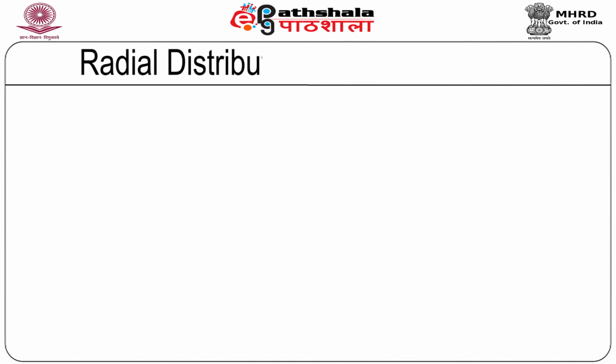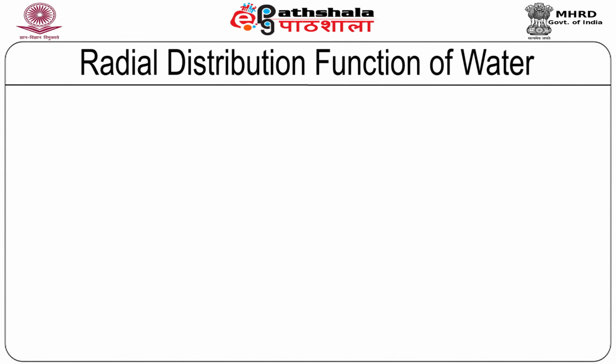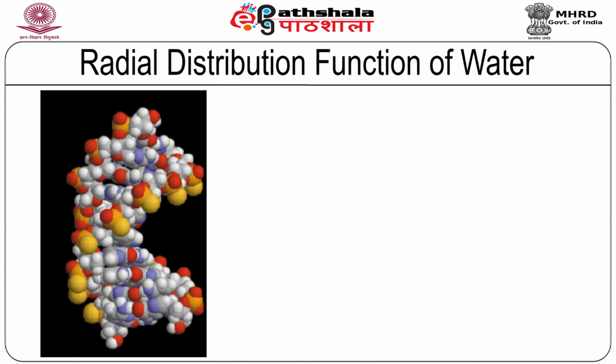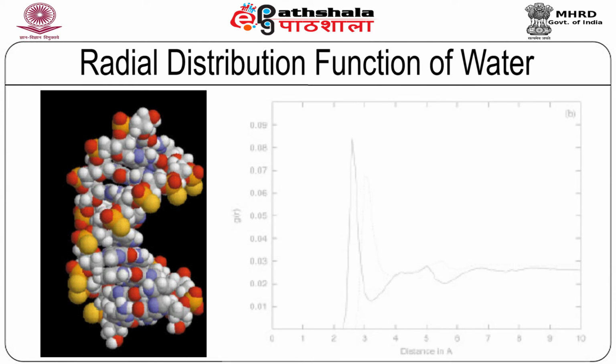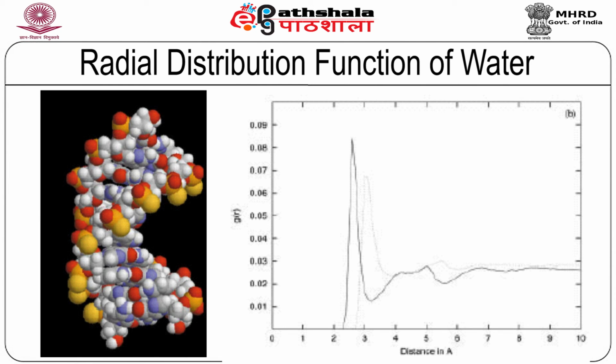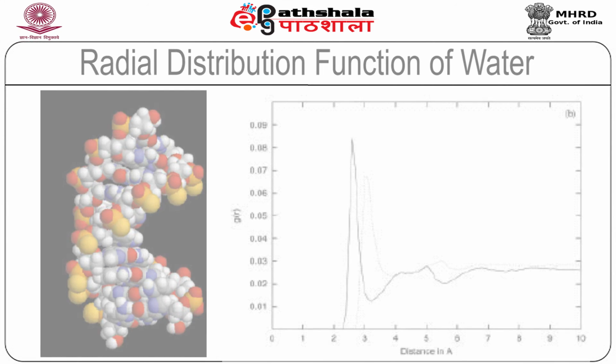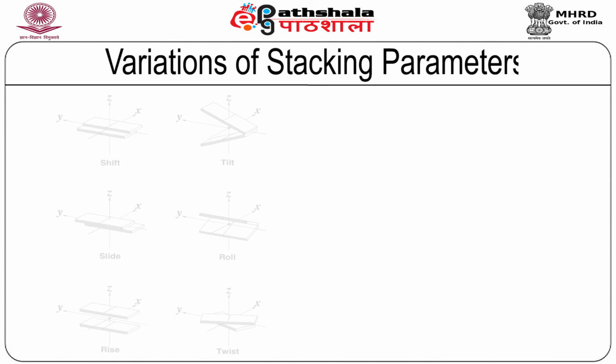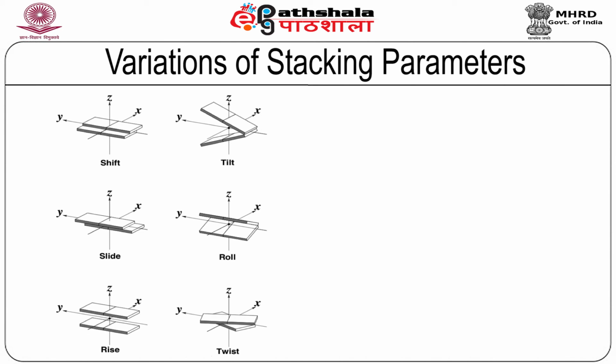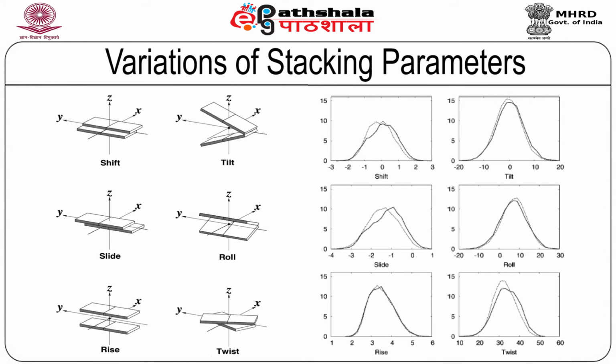We can calculate the radial distribution function of water. How many waters come close to these atoms during MD simulation is given by g(r), that is the radial distribution function of water molecules near some particular site. We can calculate fluctuation of the base atoms, how the base atoms or the base pair planes move with respect to each other. So we calculate them, and there also we find some normal distribution or Gaussian distribution kind of thing.